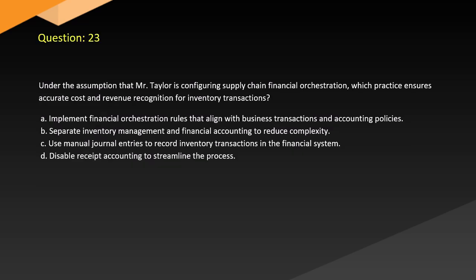Question 23. Under the assumption that Mr. Taylor is configuring supply chain financial orchestration, which practice ensures accurate cost and revenue recognition for inventory transactions? A. Implement financial orchestration rules that align with business transactions and accounting policies. B. Separate inventory management and financial accounting to reduce complexity. C. Use manual journal entries to record inventory transactions in the financial system. D. Disable receipt accounting to streamline the process.